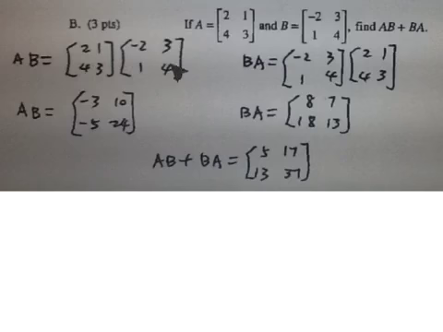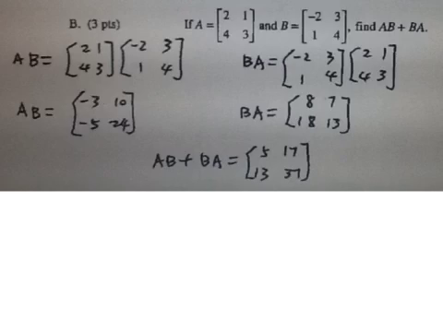We have AB equals matrix A, which is 2, 1, 4, and 3, times matrix B, which is negative 2, 3, 1, and 4. To find how we get these numbers for A times B, first we take row 1 and multiply it by column 1. So we take this 2, multiply it by this negative 2, that will give me a negative 4. Then we add that to this 1 times this 1, which is 1. So we have negative 4 plus 1, which gives me a negative 3, which goes here.